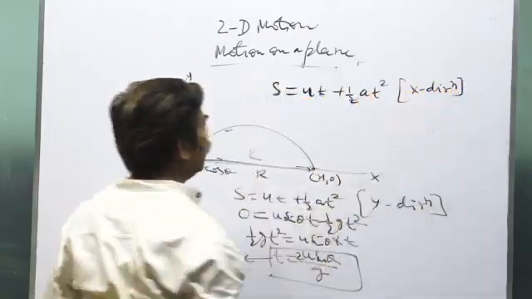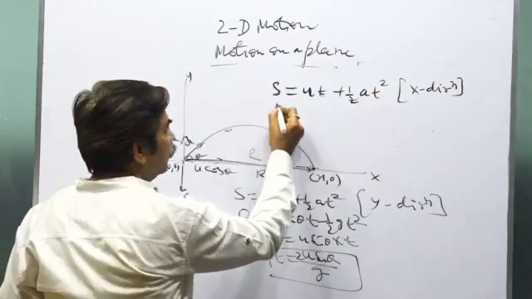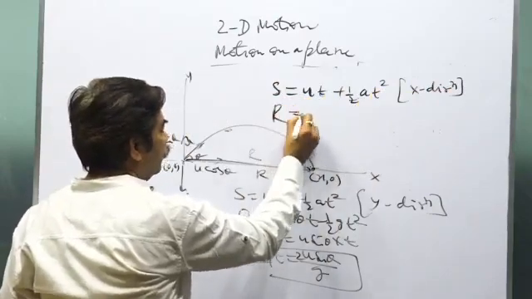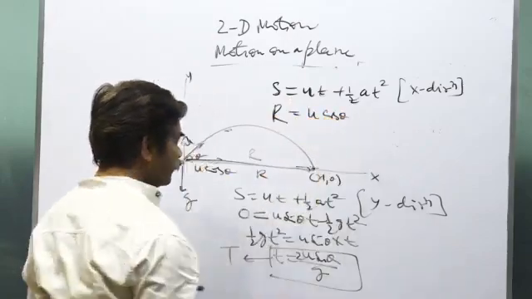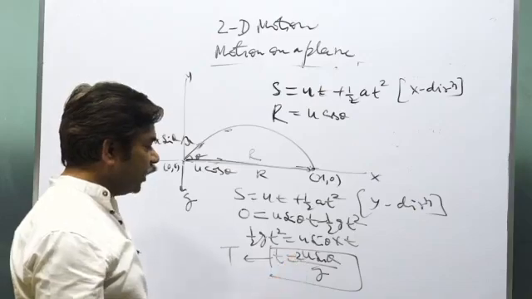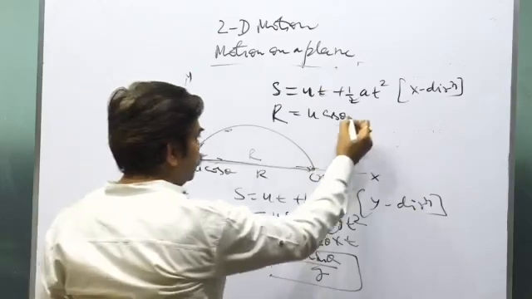So now see, when you apply it for the x direction, it becomes what? S becomes r, which you have to calculate. U becomes U cos theta into t. As I told you, it will be the same time. In this time it reaches here. So time t is what?